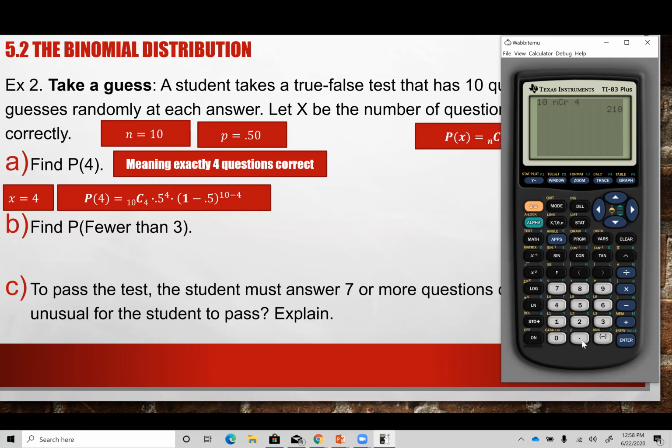And now I can put the 0.5. Everybody knows the caret sign underneath the clear button. This caret sign tells you to take this item and raise it to that power, which is 0.5 raised to the 4th power. This is what I have.